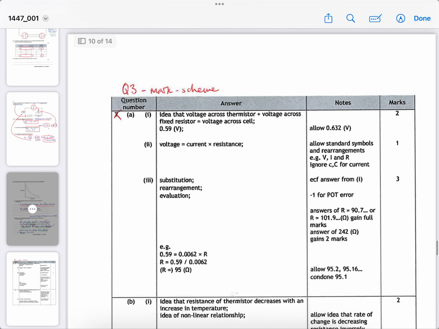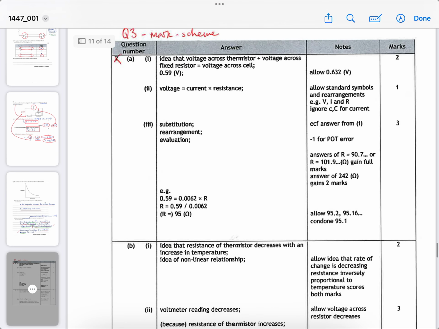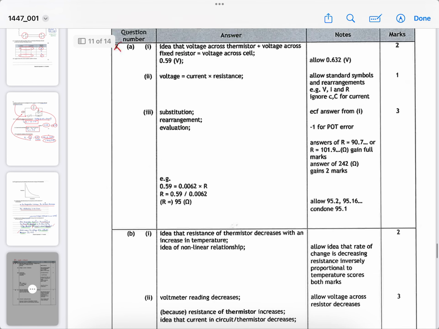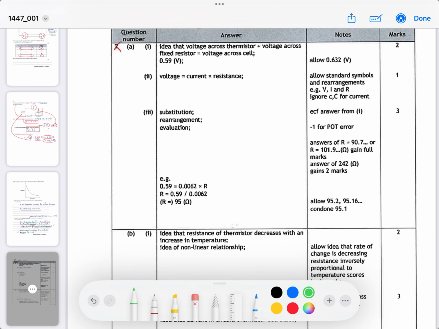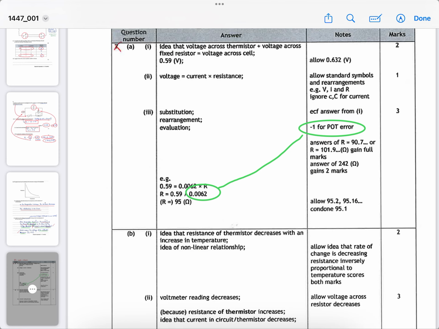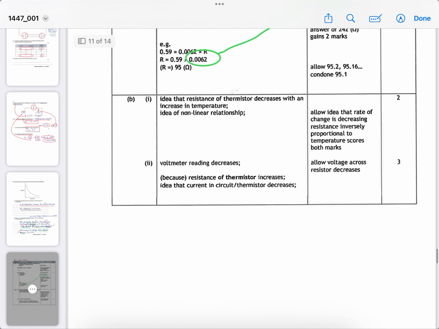There's another question done. Here's the mark scheme for the third question, part A. I'll let you stop the video if you want to have a look at it. By the way, POT means powers of 10, so if you forgot to change the prefix, you'll only lose 1 mark because you still used the correct method. Okay? That was the power of 10 linked to the 0.062 for the milliamps. Okay? And then part B is there, okay?